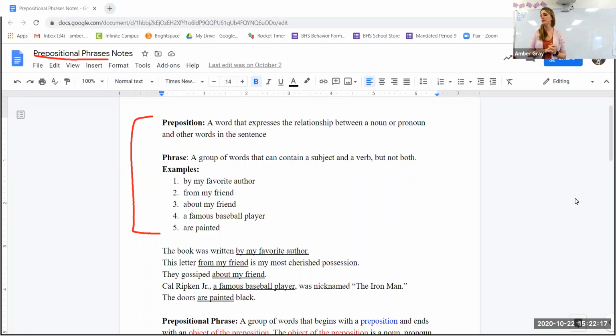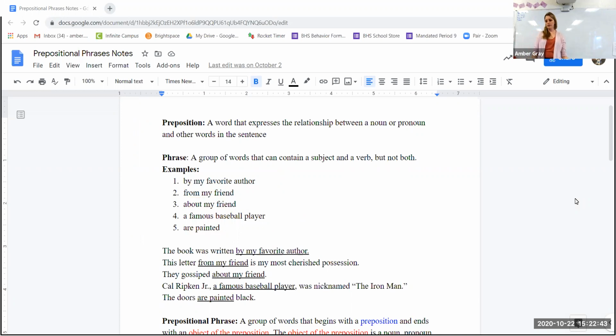A phrase is a group of words that can contain a subject and a verb, but not both. I just have examples. Some of these are prepositional phrases, which we'll talk about really quickly. So by my favorite author, from my friend, about my friend, famous baseball player, are painted. All of these have either a subject or a verb, but not both.